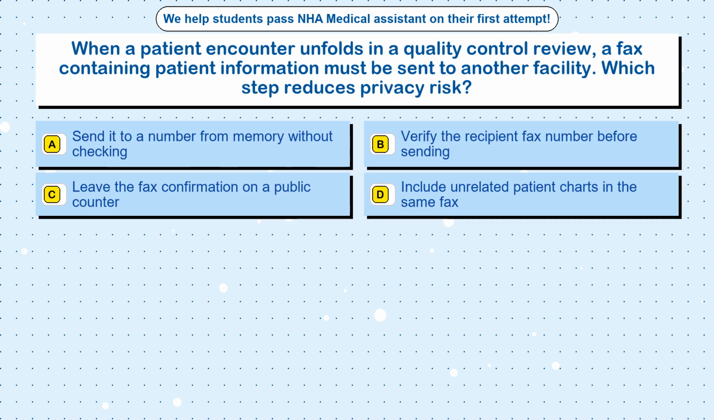Question 60. When a patient encounter unfolds in a quality control review, a fax containing patient information must be sent to another facility. Which step reduces privacy risk? Option A, send it to a number from memory without checking. Option B, verify the recipient fax number before sending. Option C, leave the fax confirmation on a public counter. Option D, include unrelated patient charts in the same fax.